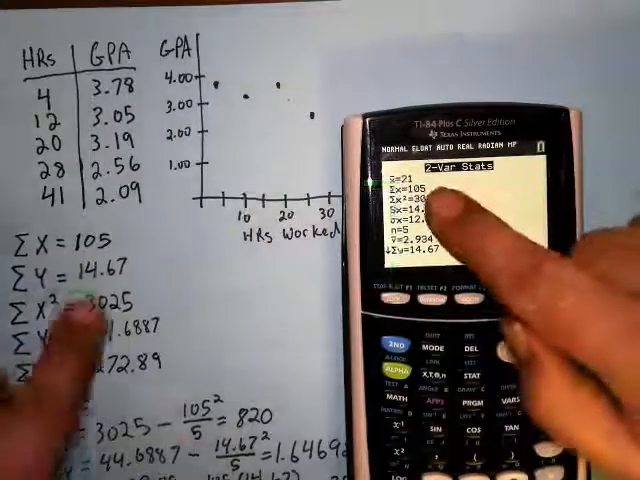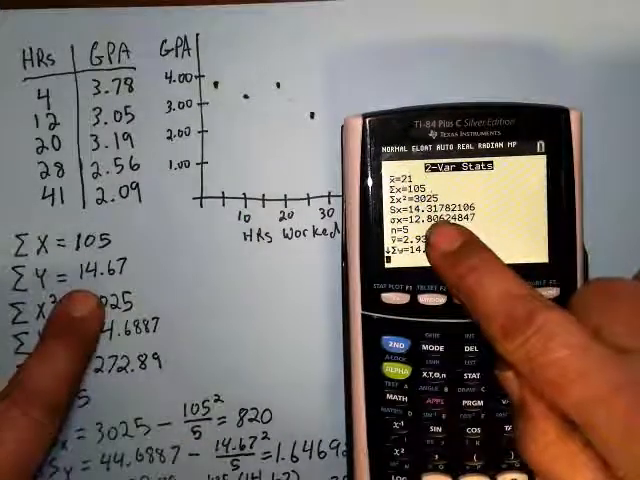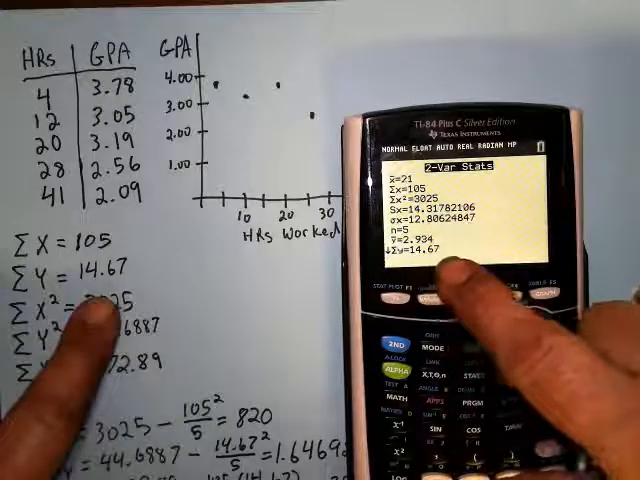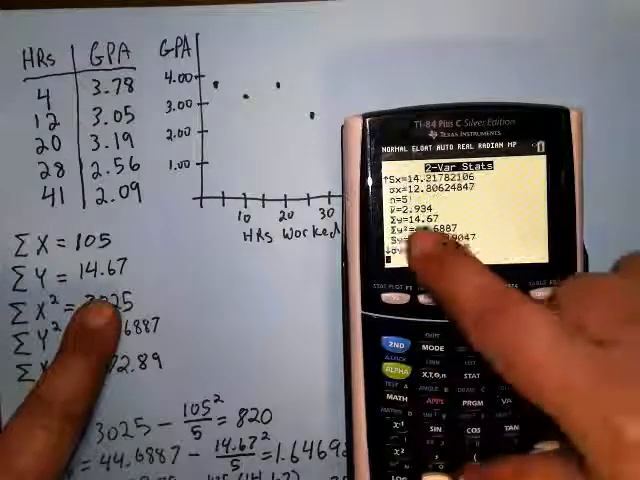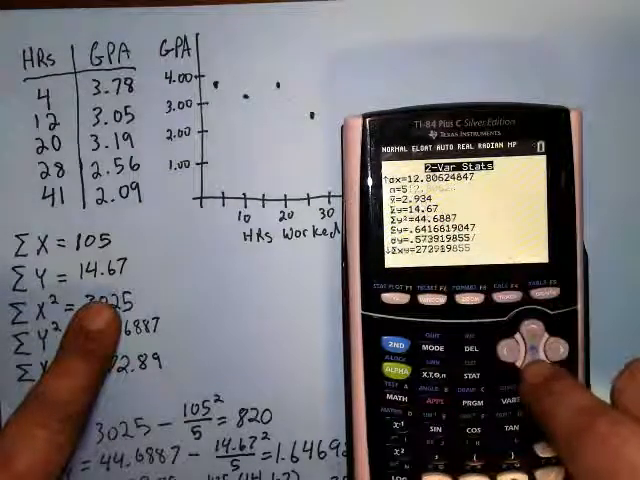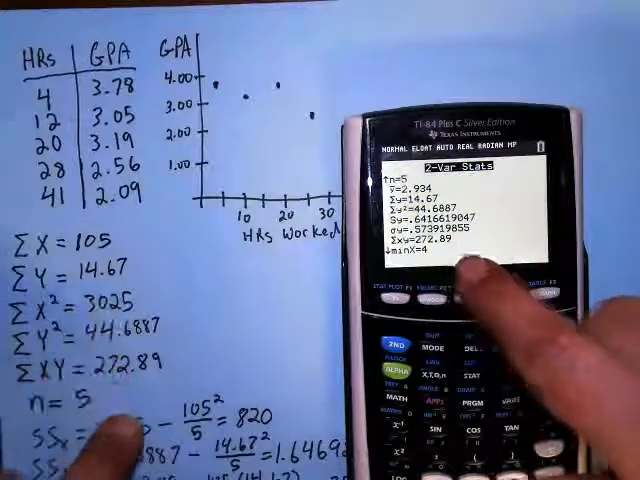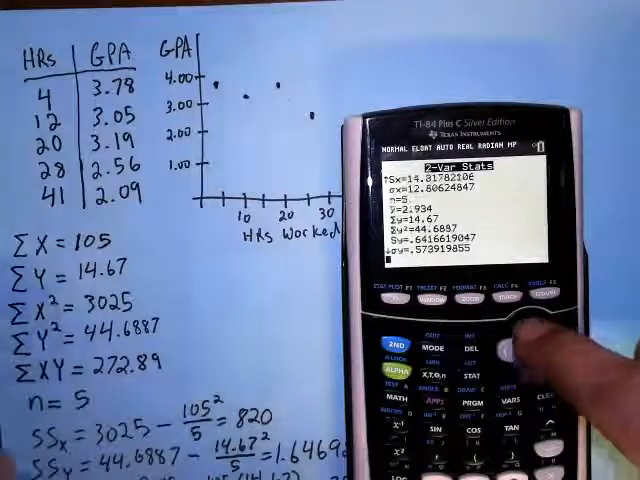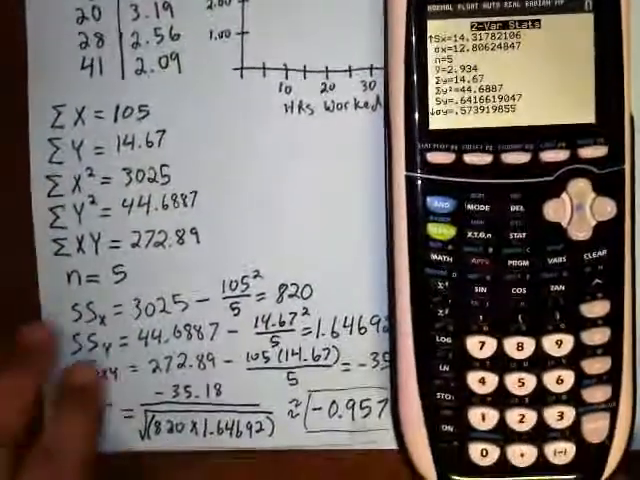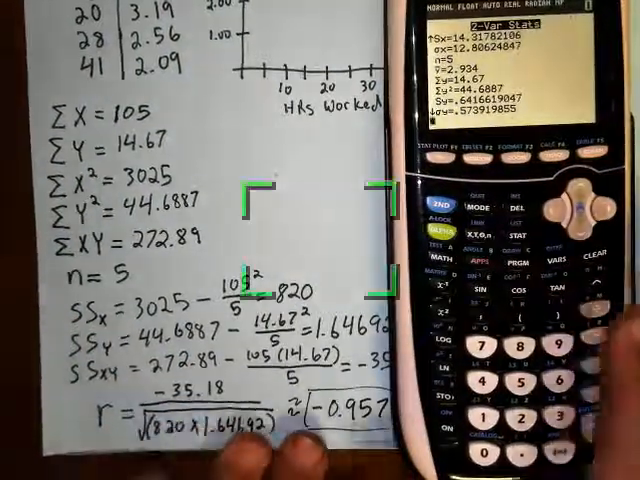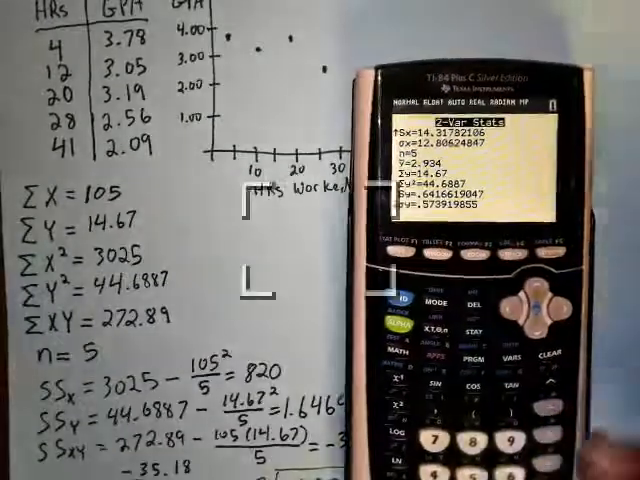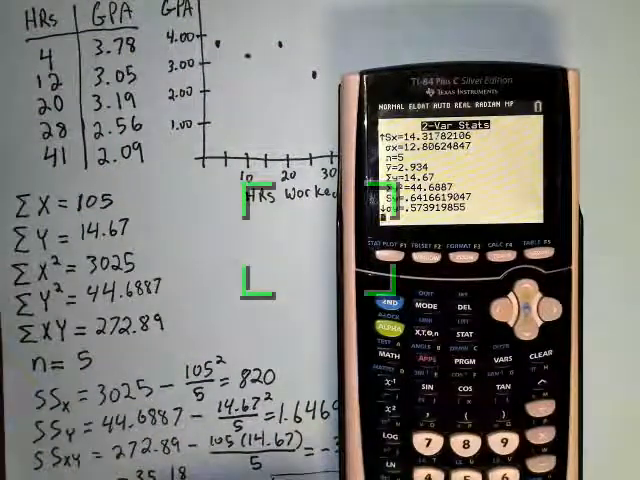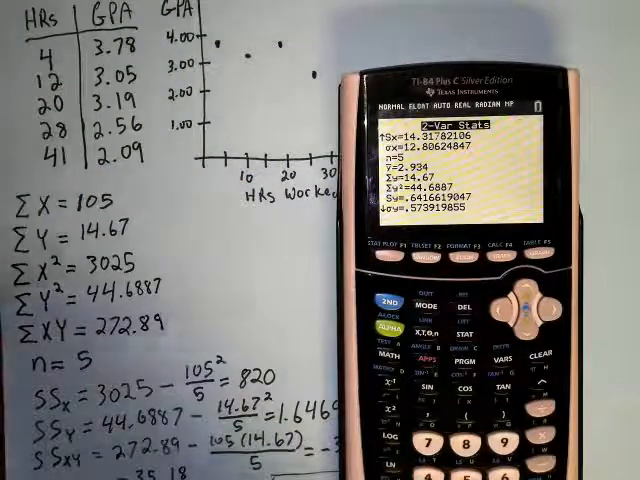So there's the sum of X, the 105, sum of X squared, 3025. And then there's the sum of Y, which is 1467. I keep going down. There's the sum of Y squared. And then there's the sum of my X times Y. And there you get all the sums there, which is what you need then to use this method to calculate your SS's and then your R. So that's how the TI-84 does it. It's really pretty simple, straightforward.